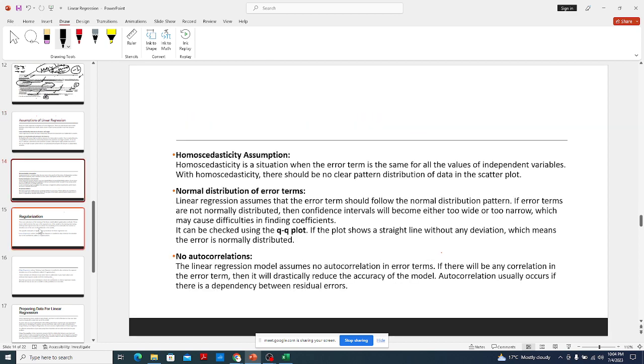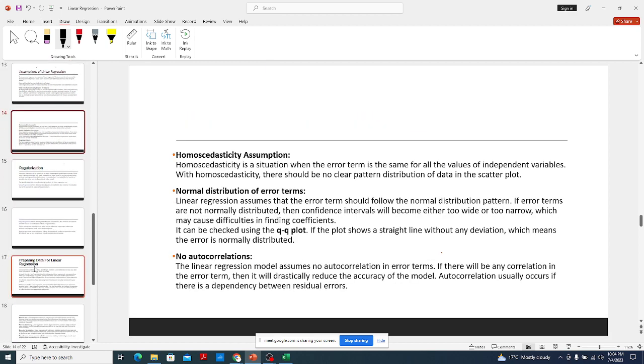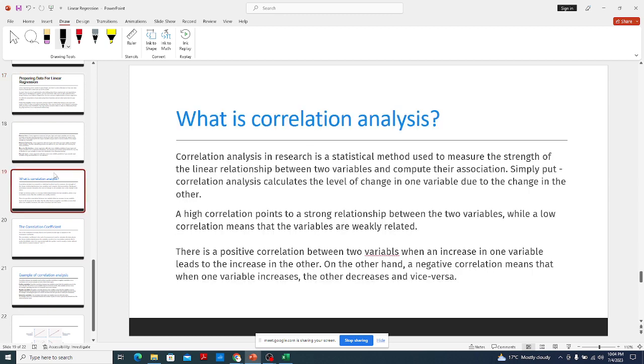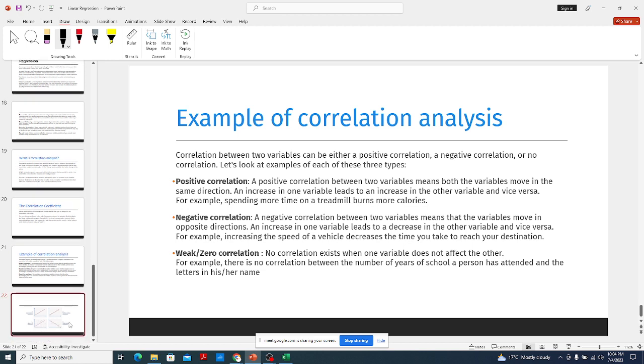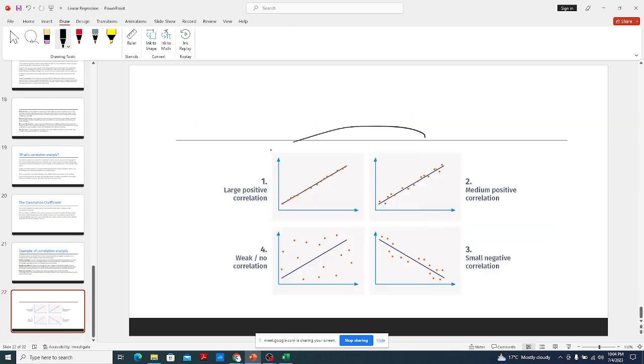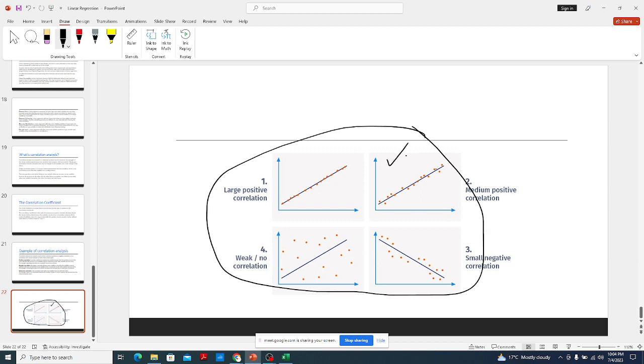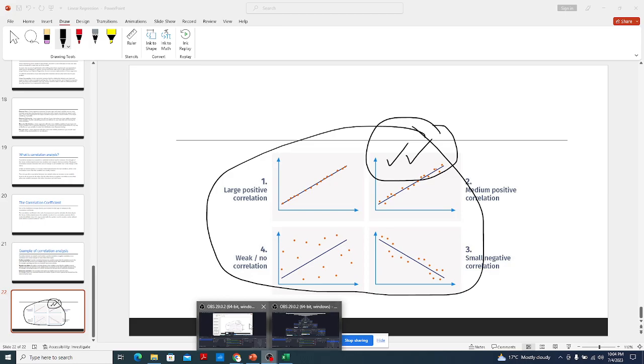After the assumptions, we'll go on to preparing the data. After preparing the data for analysis, we'll do the practical for linear regression and then check the interpretations, that is, checking if our data is significant and if our model is reliable. Yes, that's all for today's class.